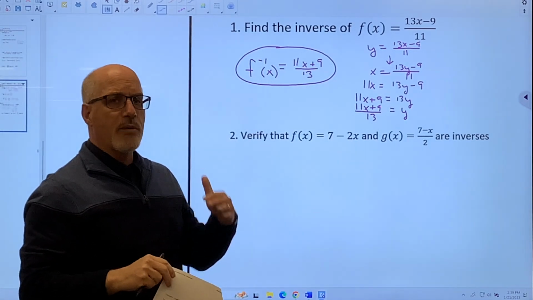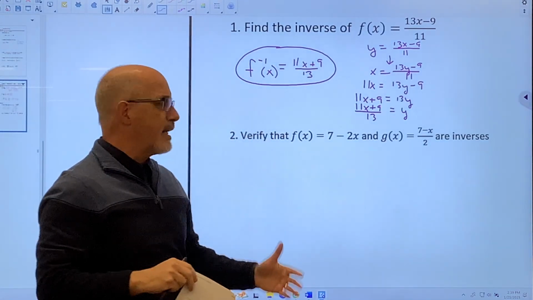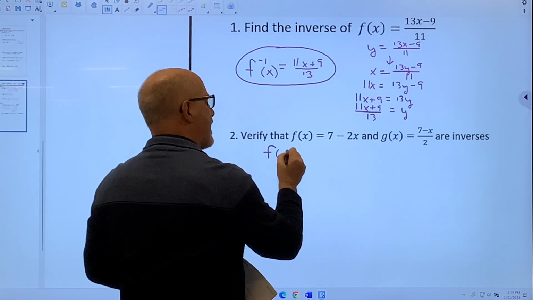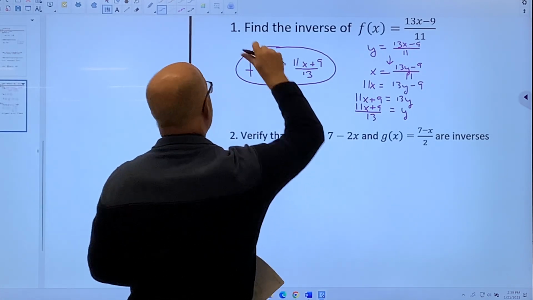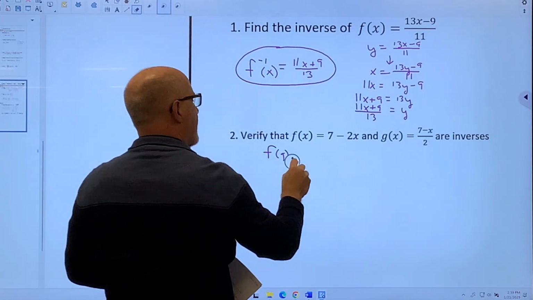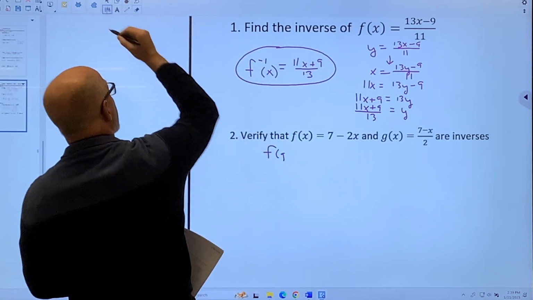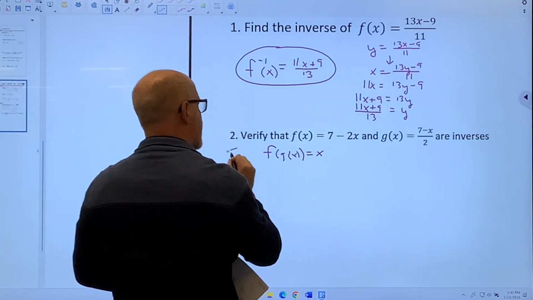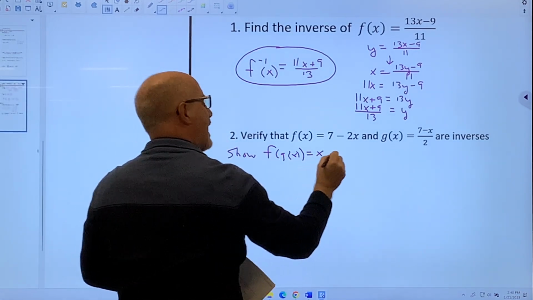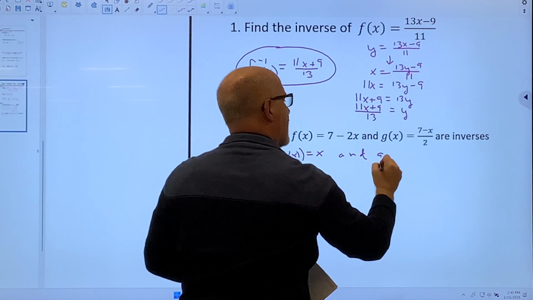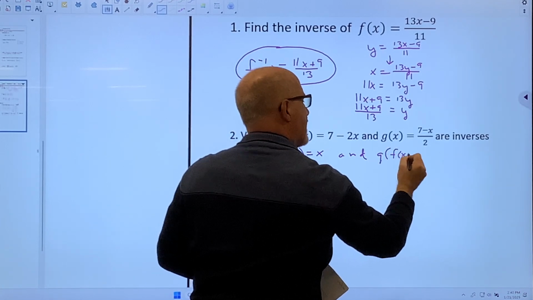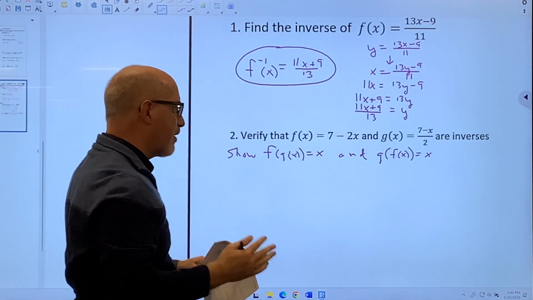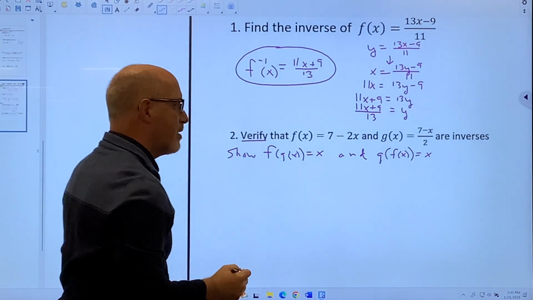The formal way, which I want you to try using, is that we're going to show that f of g of x will equal x, and g of f of x also equals x. So we're going to use this method. You show this, and show that g of f of x equals x. That's the formal way to verify that these two are inverses.